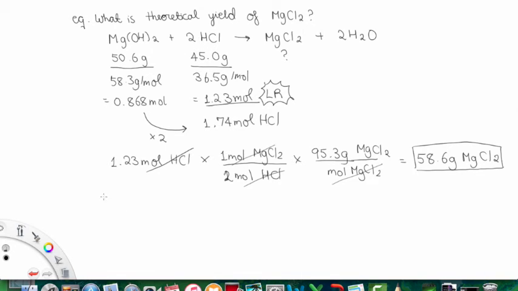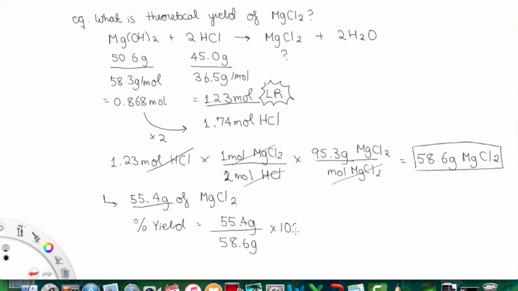But suppose in this problem, they also told you that in a reaction, a chemist actually obtained 55.4 grams of MgCl2. So as you can see, what they obtained in the experiment is slightly lower than what we got for the theoretical yield, which is expected. So now let's calculate the percentage yield. This is 55.4 grams, which is the actual yield, over the theoretical yield, 58.6 grams, times 100 to make it a percentage, and we end up with 94.5%.